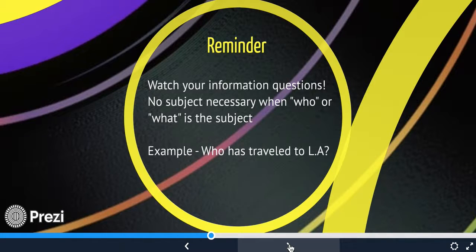Remember, you need to watch your information questions. There's always an exception when who or what is the subject. Here we use third person singular, even if the answer is plural. Who has traveled to LA? We can also say the answer may be they have traveled to LA. But just keep in mind that it's third person singular when we ask the question.